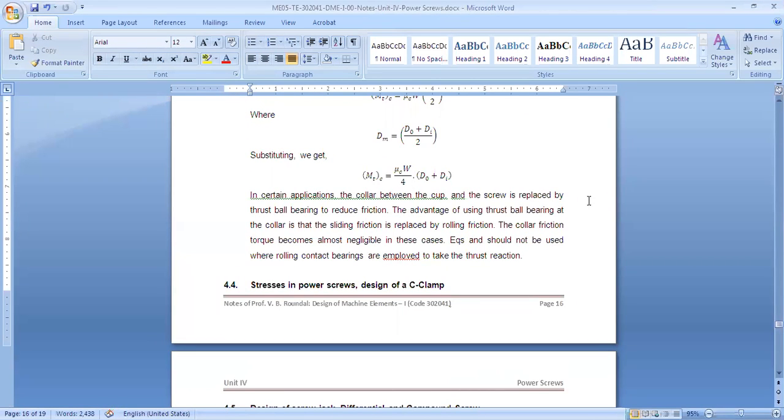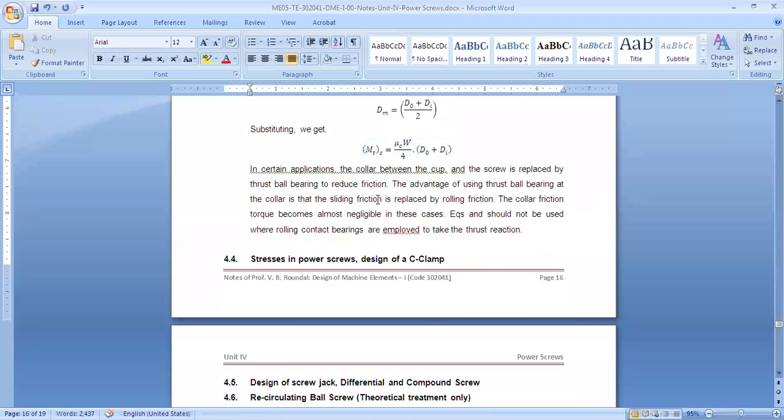So I will wrap today's lecture here, and in the next lecture we will see what are the stresses in power screws, and how to design. Basically, design means we have to design the screws: what type of threads we will use, the lead, pitch, minimum diameter, outside diameter, inside diameter, all those things we will see in the next lecture.